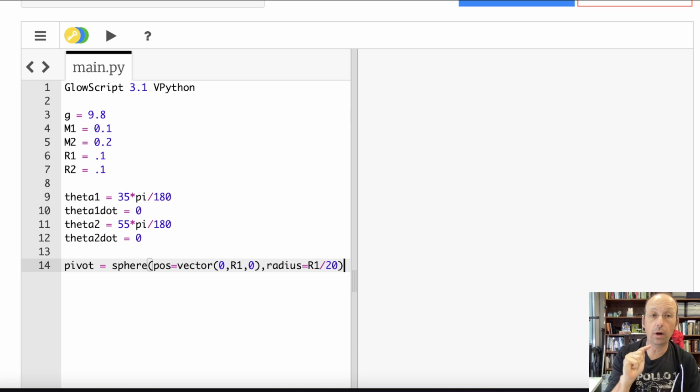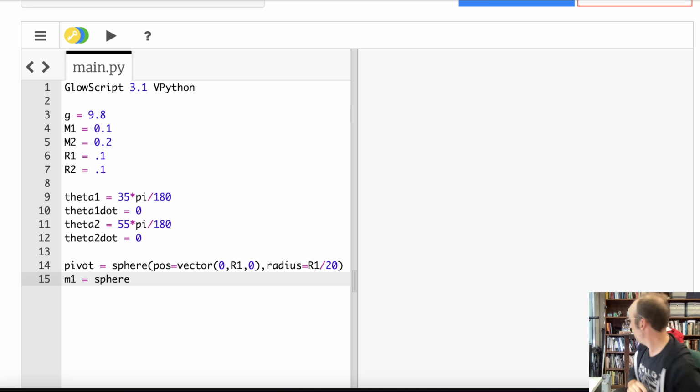I'm going to call mass 1 an object. I'm going to use M1, which is probably a bad idea. But I'm going to do it anyway. Okay, so lowercase m1, it's going to be a sphere. Now, here I do need to go back to my equations. Let me pull my paper.